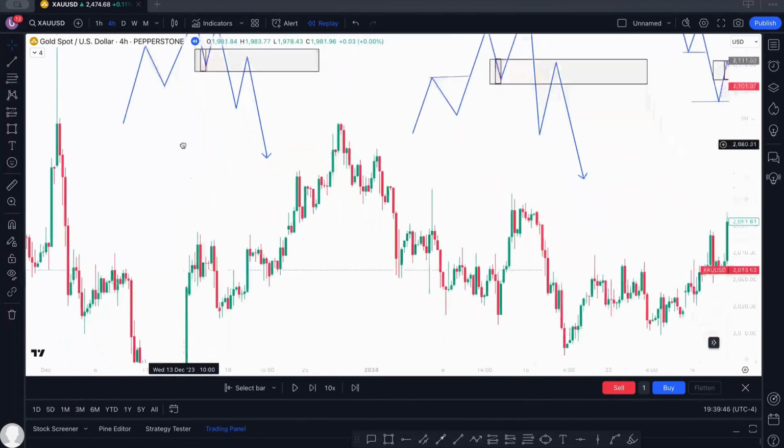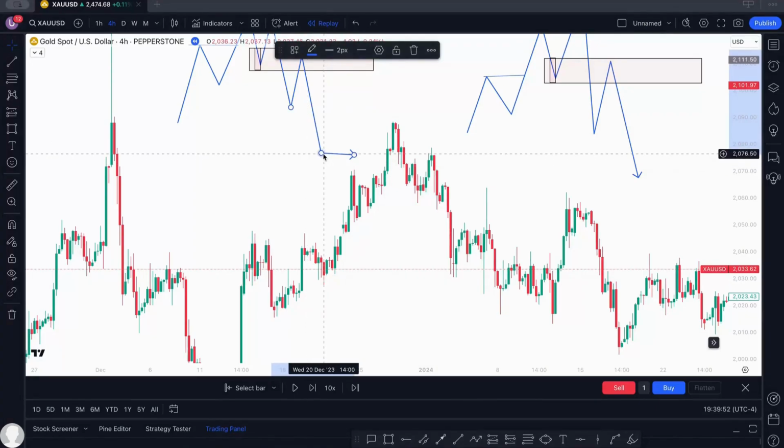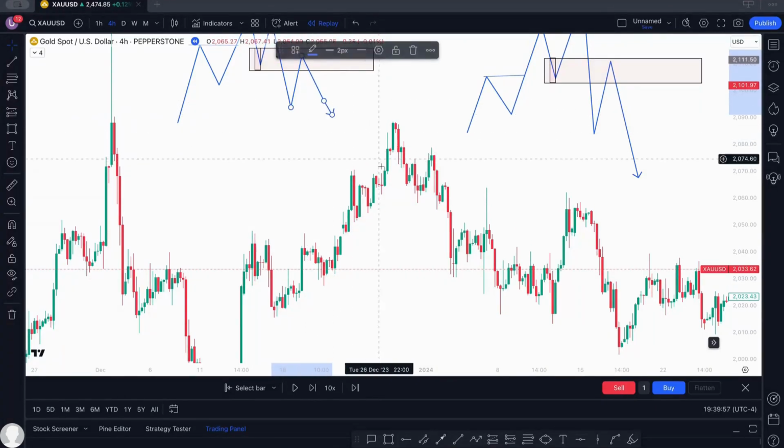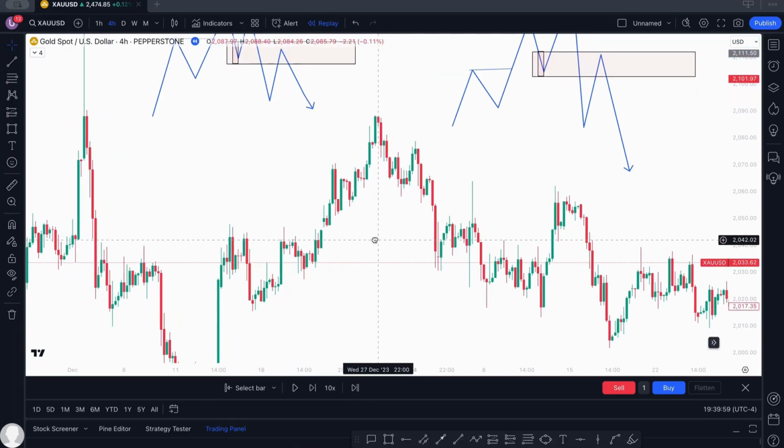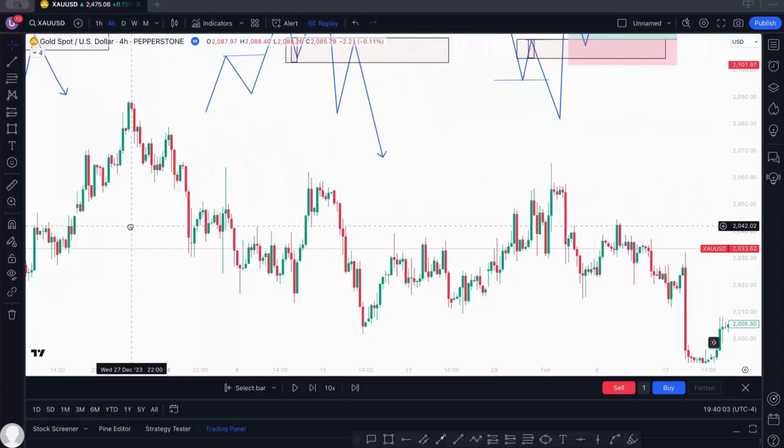Now I'm going to go to the chart to show you beautiful examples that you would have taken the trade on. Let me show you examples. Now I'm going to start with what? I'm going to start with a breaker block for you.